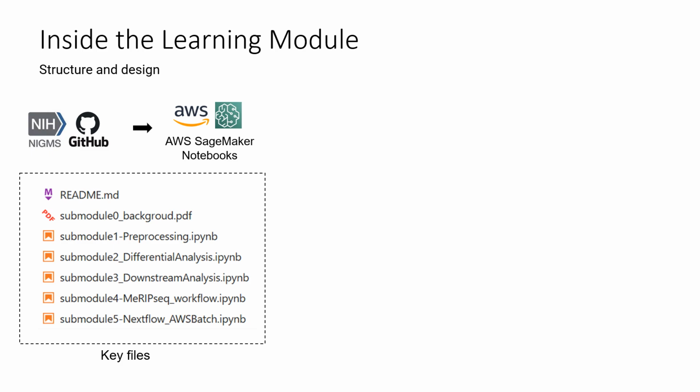In addition to the README file, key components include Submodule 0, a PDF file that includes the biological background of RNA methylation and the MeRIP-seq technique. Submodules 1 through 5 are provided as Python or R-based Jupyter notebooks. Users can open these notebooks directly in the Jupyter interface to interact with the content. Next, let's take a look at how these notebooks are structured and how to use them effectively.